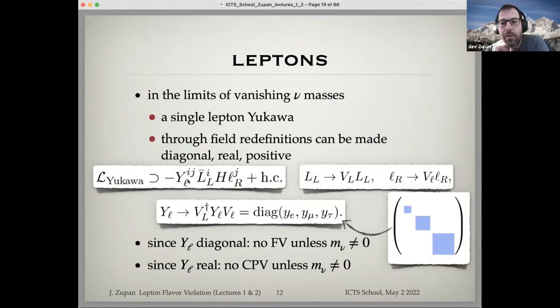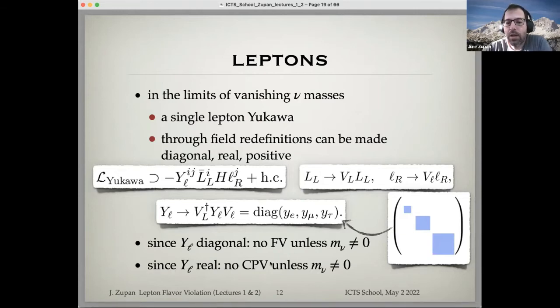So that's the main difference. Before, with the quarks, there were 2 matrices, now it's just 1. And since it's just 1, we can do a biunitary transformation, make it diagonal with the entries, so the Yukawa coupling for the electron, muon, and tau, all real and positive. All right, so what does that mean? So since the physical parameters are diagonal, there is no flavor violation in the massless neutrino limit. So no flavor violation unless we will be sensitive to these neutrino masses.